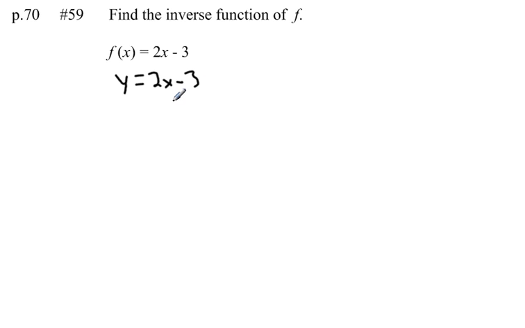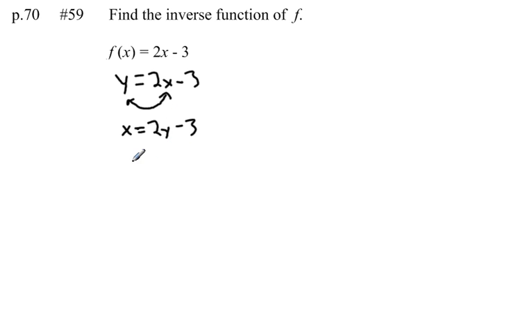Now, the inverse of any point we can get by just switching the x and y values. So the inverse of a function we can get by switching the x and y values. So let's do that. Let's switch around the x and the y. Well, that'll give me x equals 2y minus 3. And now if I solve this for y, I'll have the inverse function.